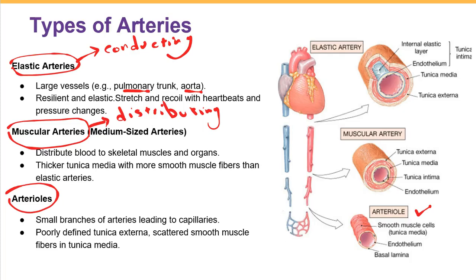So we divided arteries based on their sizes and structure into the elastic artery, which has many elastic fibers in all of its layers and is a very, very large artery. Then the muscular artery, like the arteries going to the organs, such as the renal artery and axillary artery. And arterioles are the smallest arteries leading to the capillaries.